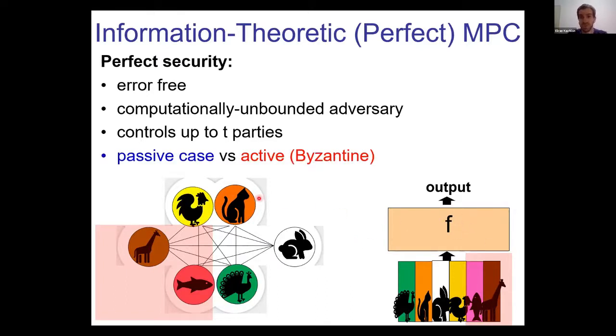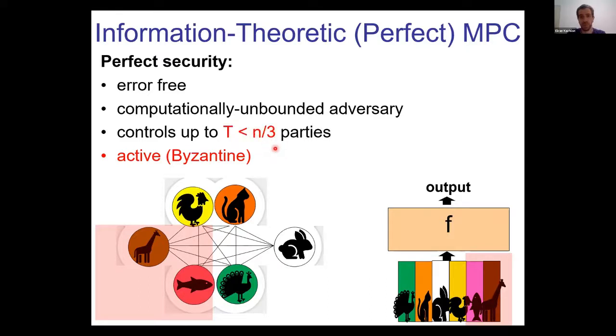Now, there are two kinds of adversaries. There is a passive adversary that always follows the protocol, but tries to learn information about the honest parties' inputs. And there is an active adversary, which is allowed to deviate from the protocol. In this work, we focus on the most challenging case of an active adversary that corrupts up to a third of the parties, which is the best that one can hope for in these settings.